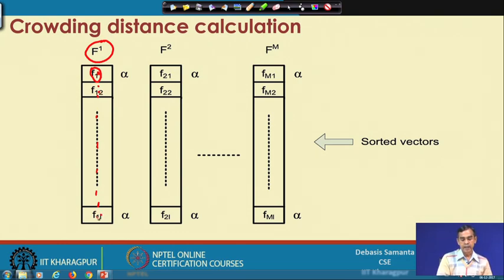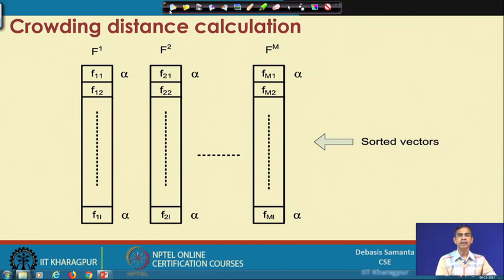Now, this is the solution sorted with respect to the second objective function f2. That means with respect to the second objective function, this solution has the lowest value of f2, then this solution has the next higher value, and so on, and this one has the highest value so far as the objective function f2 is concerned. This way the sorted vectors f1, f2, and fm can be obtained.